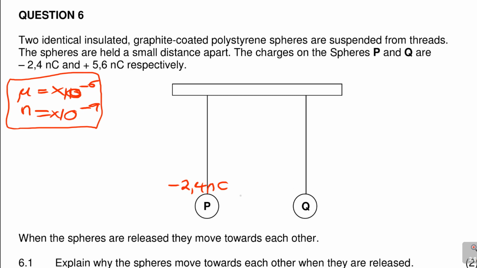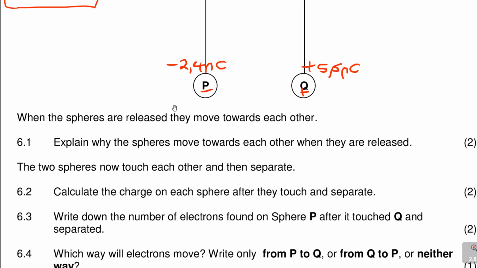Okay, so here, what about the other one? It is plus 5,6 nanocoulombs. Very important to know the units. So the charges on the spheres are negative 2,4 and positive 5,6. So this is negative, this is positive. Very important to have an idea of that.